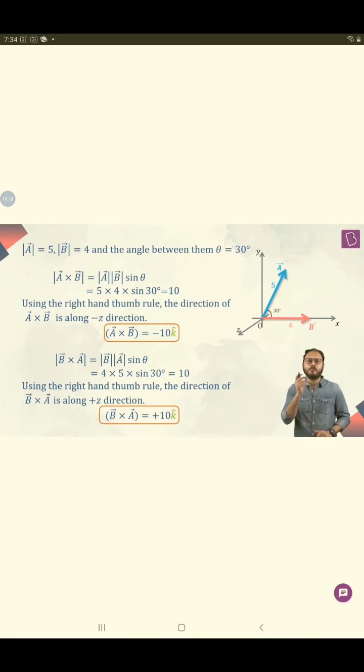Right hand thumb rule. Put the pen down, free your right hand. Do this as I'm saying. Don't look at me, just involve yourself in the vectors and hear me. Align your right hand fingers all together along A vector and curl it towards B. The thumb goes down, minus K cap. Align the fingers of your right hand along B vector and curl it towards A. The thumb will give you plus K cap. A cross B is minus 10 K cap and B cross A is plus 10 K cap. Understood? Good. If not, don't worry. We are on it.